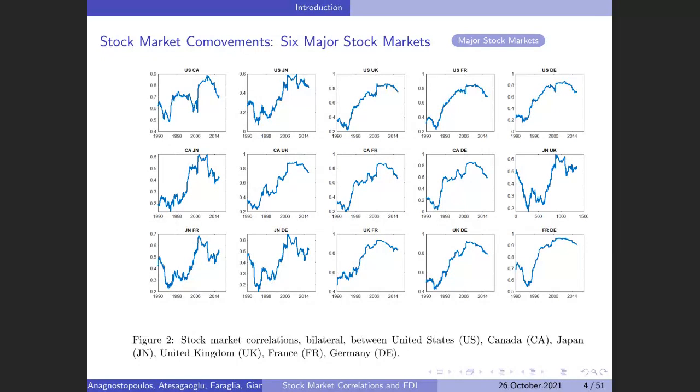Now, when we look at US versus the rest of the world, fine. But what about US versus other major stock markets like Canada, Japan, UK, France, and Germany?